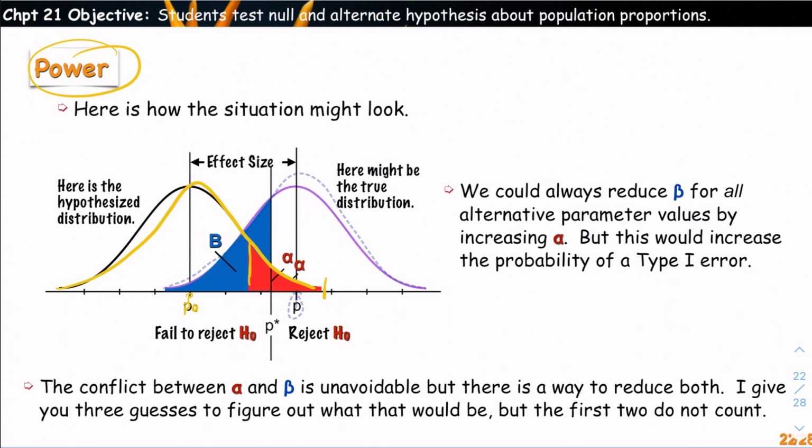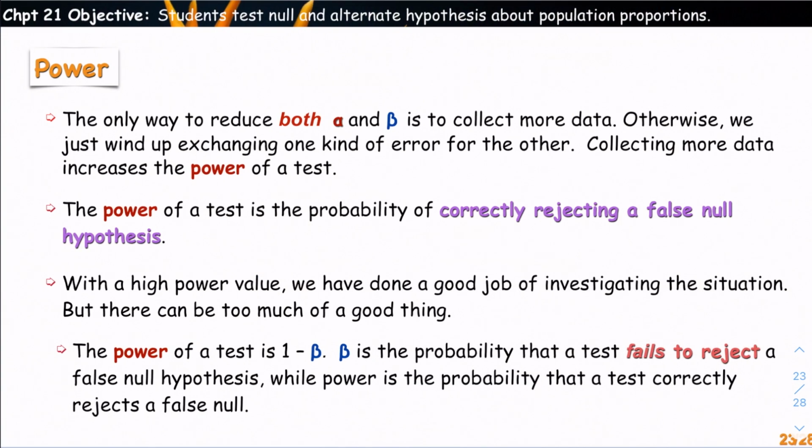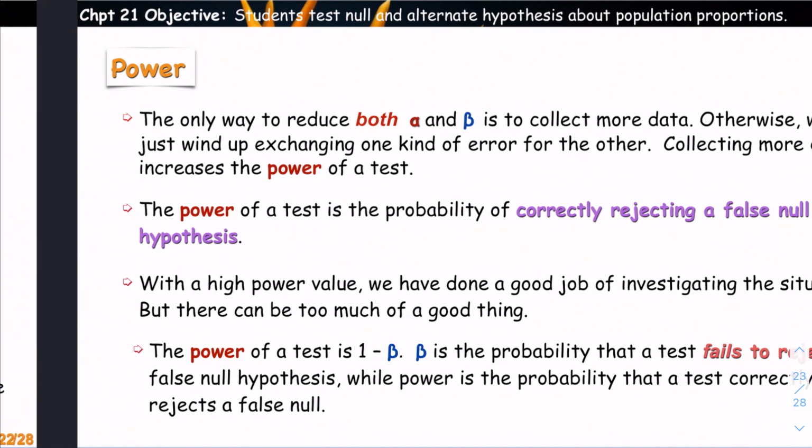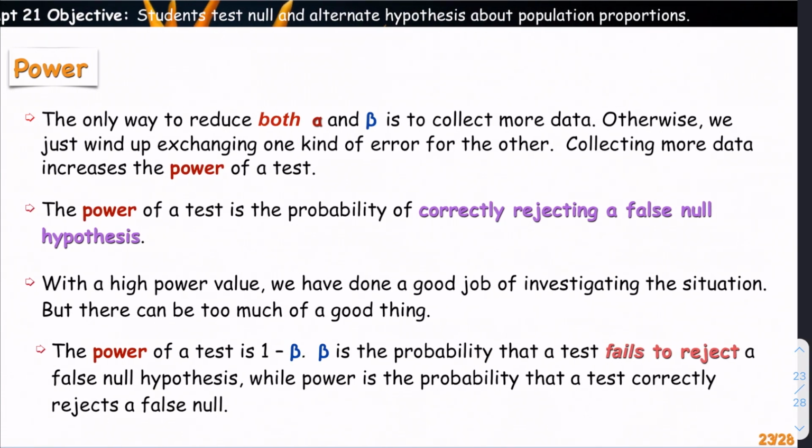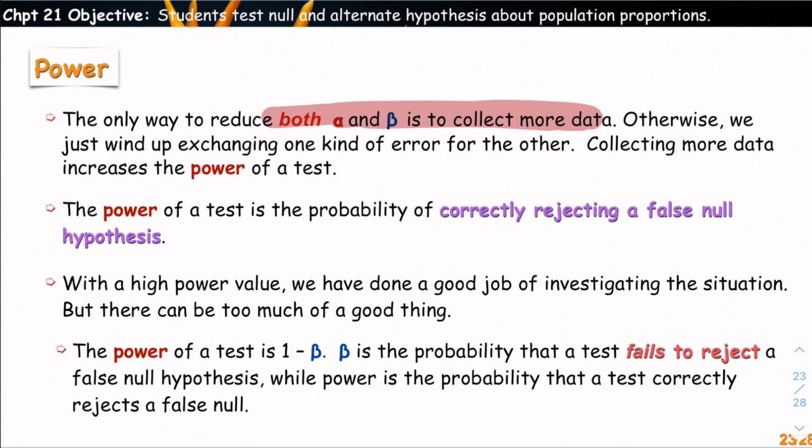So the conflict between alpha and beta is unavoidable, but there is a way to reduce both. I'll give you 3 guesses to figure out what it would be, but the first 2 don't count, okay? We've talked about this before. The only way to reduce both alpha and beta is to collect more data. Increase our sample size. Otherwise, we just wind up exchanging one kind of error for the other. Collecting more data increases the power of the test.